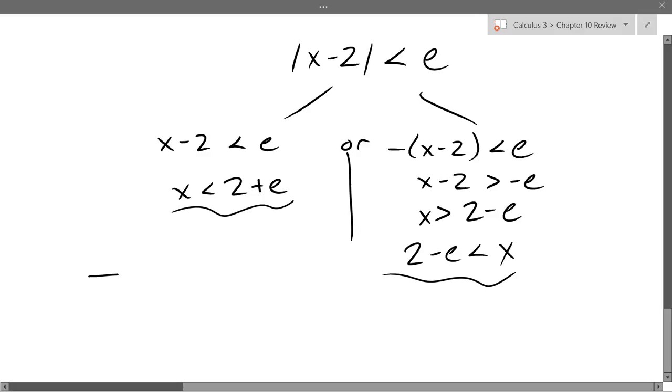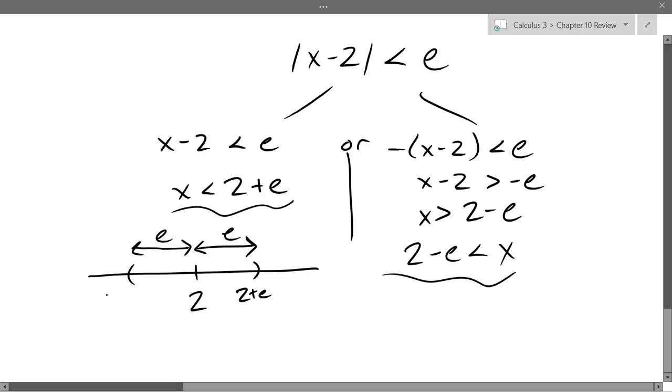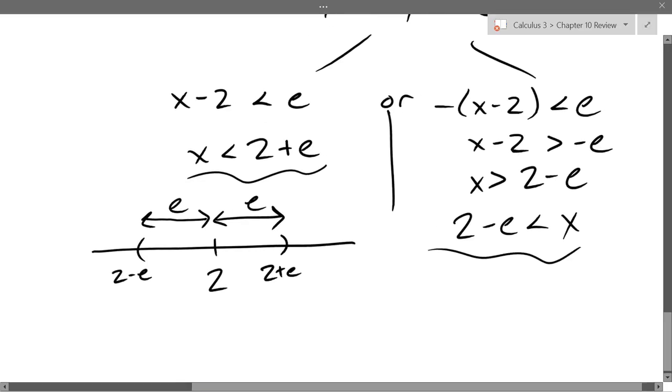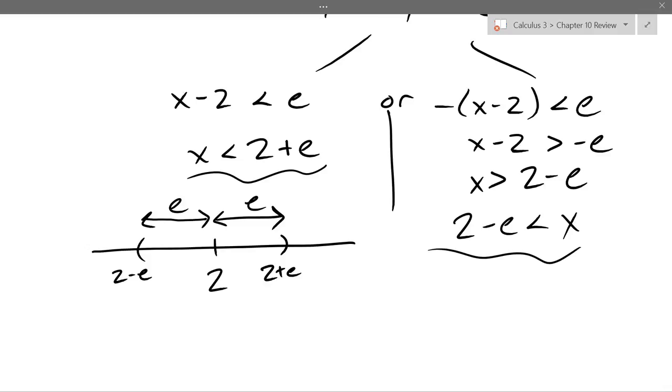Let me write these on a number line for you. So 2 plus e and 2 minus e. Here's 2. However big e is, it'll be that far and that far. Now hopefully it will start making sense. This interval I just wrote out should at least start making sense. So if you look at the middle number, 2, that's where we said it was centered.